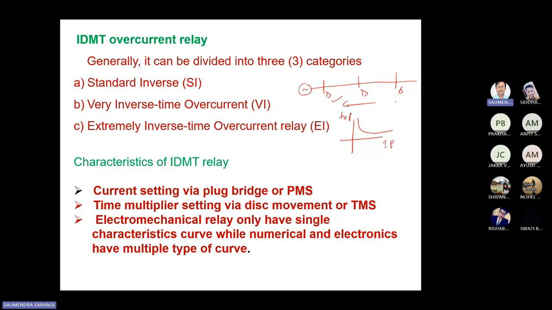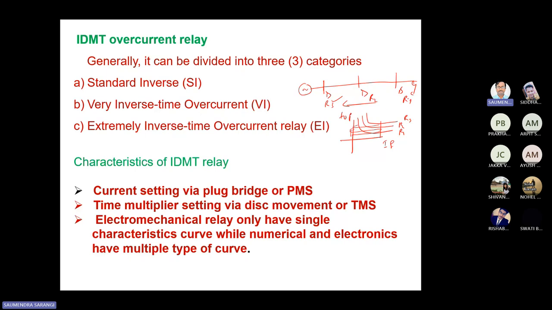If this is the first relay, R1, this is R2, and this is R3, and the fault occurs here, these are the three characteristics: this is for R1, this is for R2, and this is for R3. If the fault current is, let us say, 100 ampere, this will operate with this time, this with this time, and this with this time. You see there is a gap between these operating times, that is TOP1, TOP2 and TOP3.